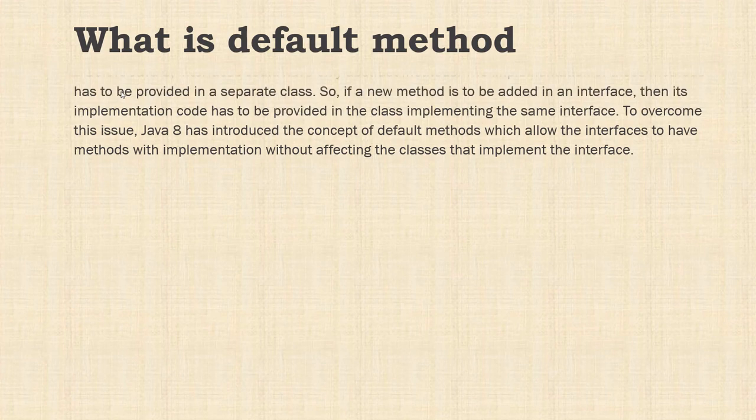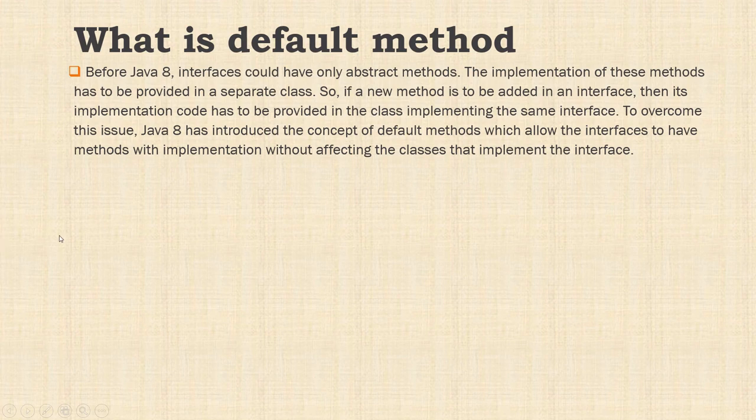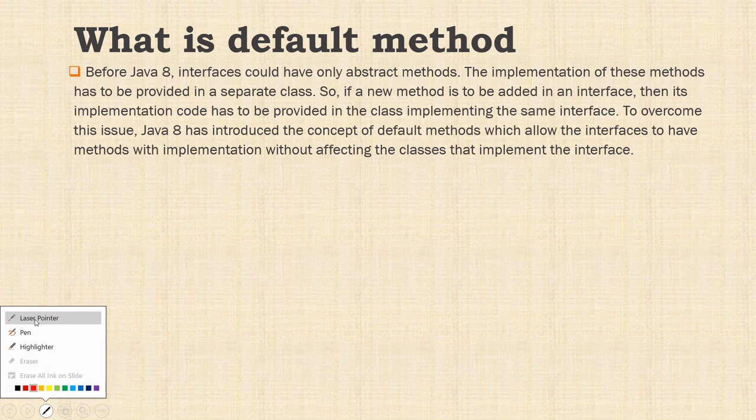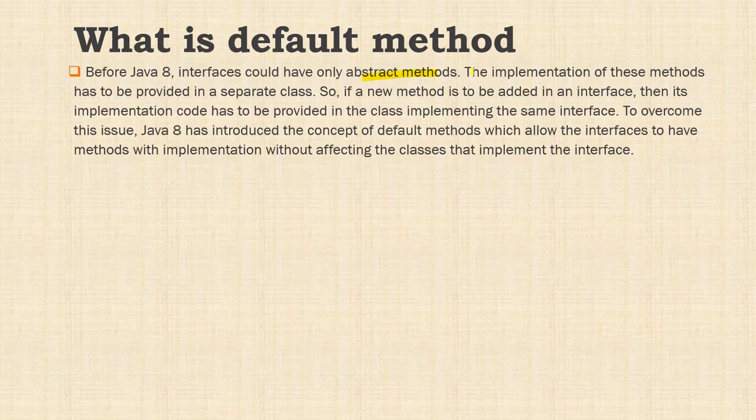So what is a default method? Before Java 8, interfaces could have only abstract methods. But the implementation of these methods has to be provided in a separate class. So if a new method is added in the interface, then its implementation code has to be provided in the class implementing the same interface.